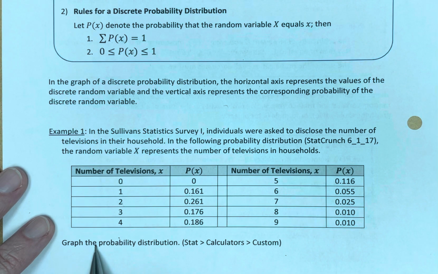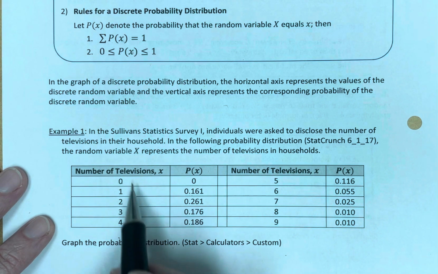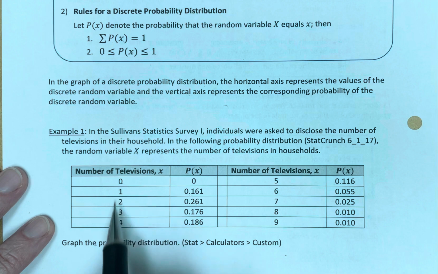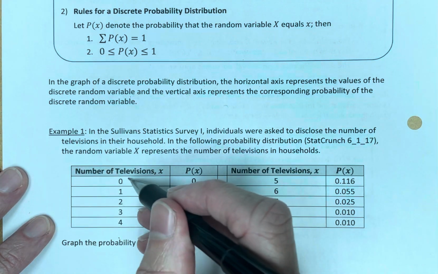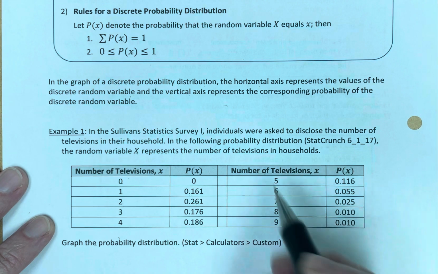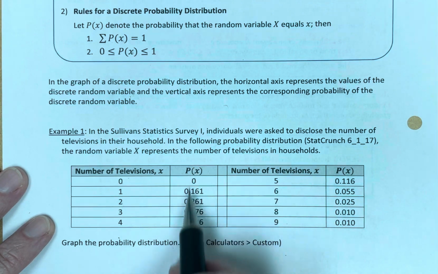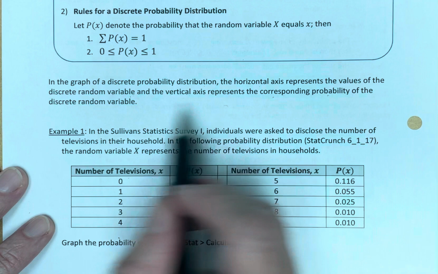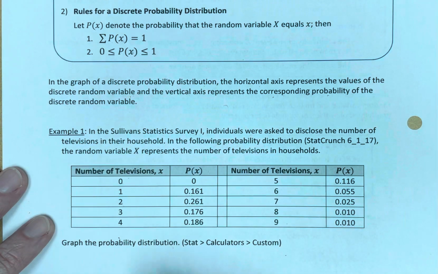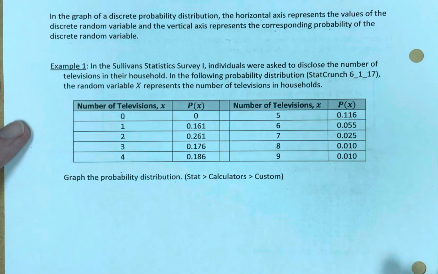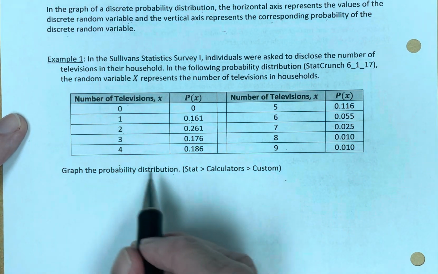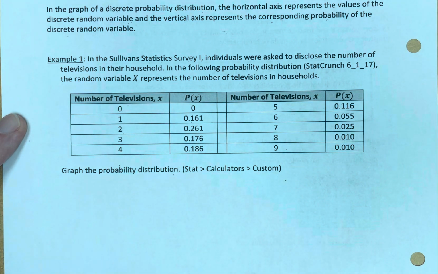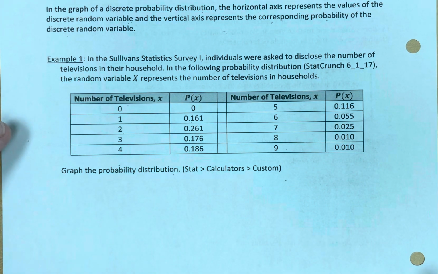We want to graph the probability distribution. This is our horizontal axis, the values of the discrete random variable, 0 through 9. And this will be our vertical axis, the corresponding probability of the discrete random variable. We're going to graph this using Desmos. If you're interested, I won't do this for time purposes, but if you want to copy the graph down here in this space below, help yourself.